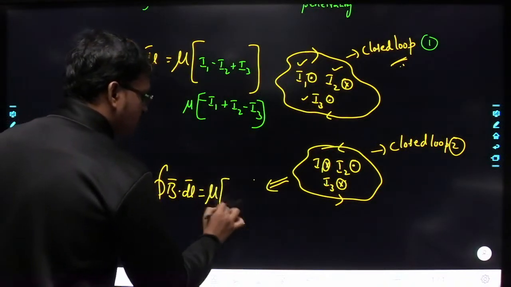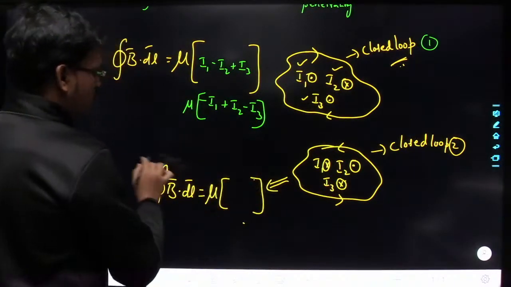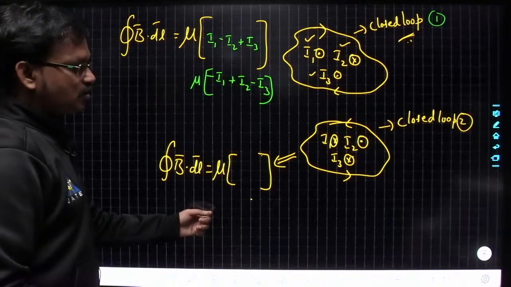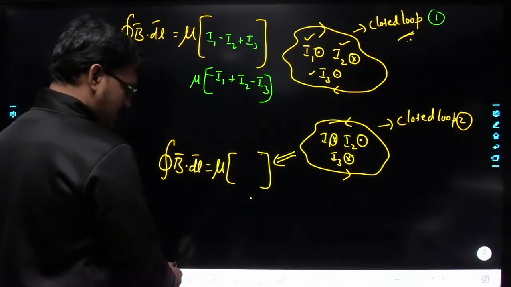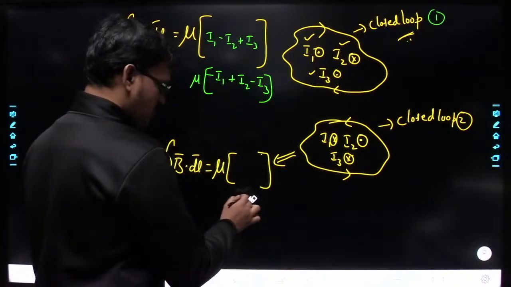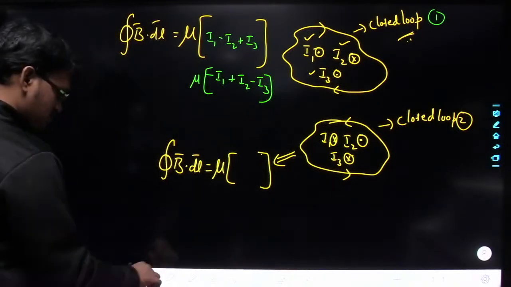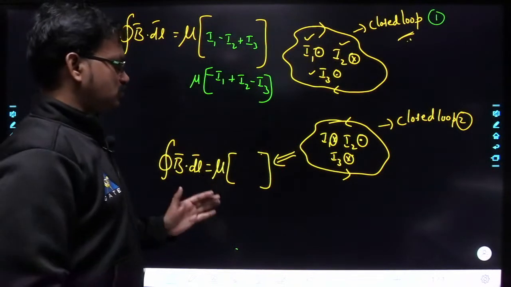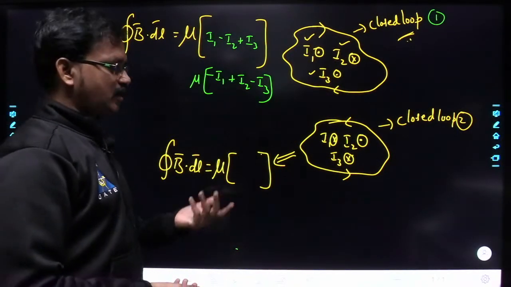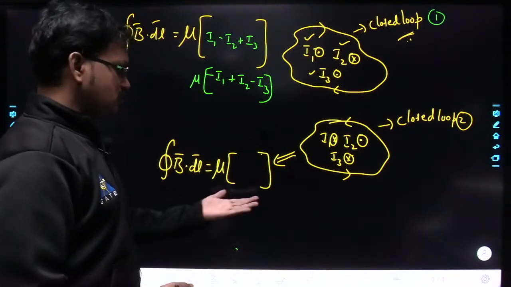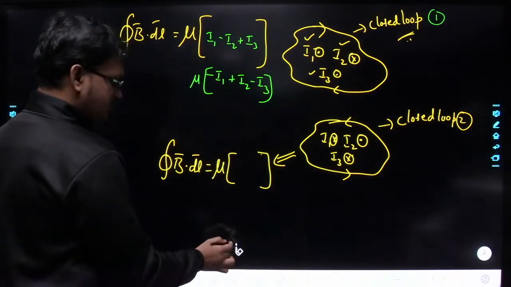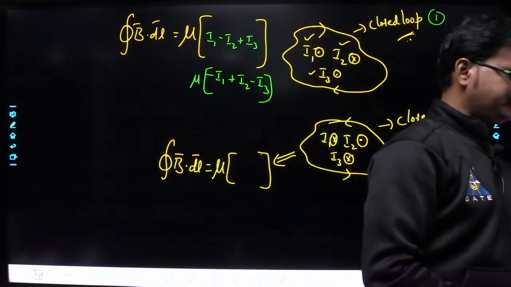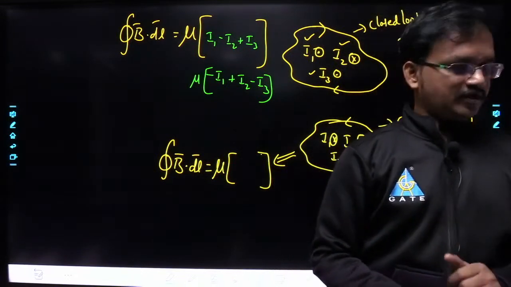That is mu times of what? Tell me for closed loop 2, what answer you are going to get? I will explain how to write all these things, but first let me know your analysis. I1 plus I2 plus I3, or I1 minus I2 plus I3, like that. So what is the combination you are going to get? Which current you have to take as positive and which current as negative? Alok Kumar, Parasmoon, tell me.